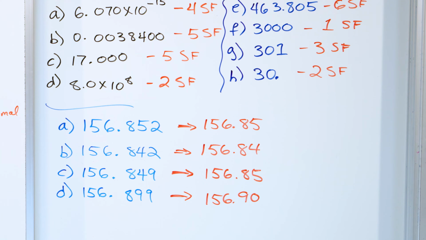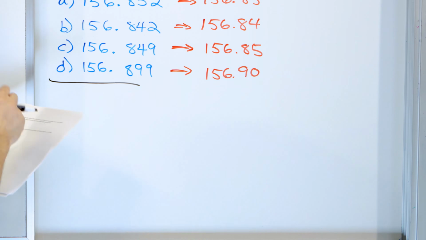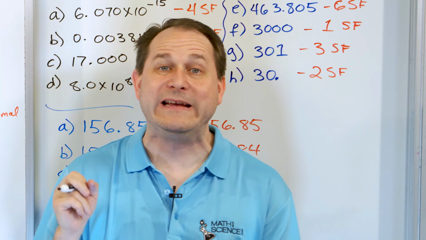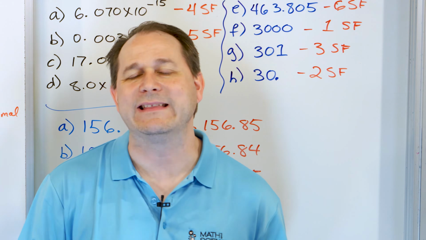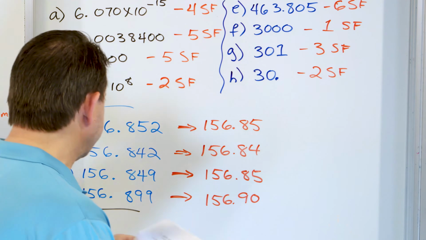All right. Now, what we want to do for our very last problem is, for the following values, round them to 3 significant figures, and then rewrite them in scientific notation. So we're going to round them first, then we're going to write it in scientific notation.